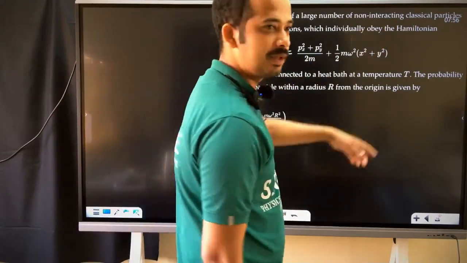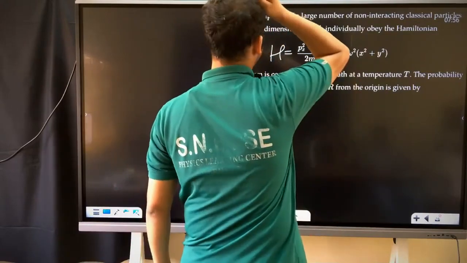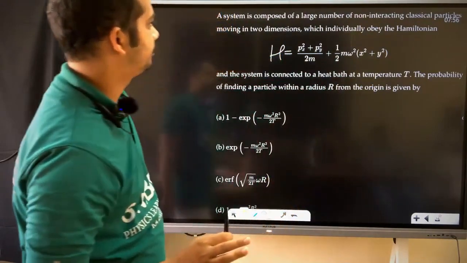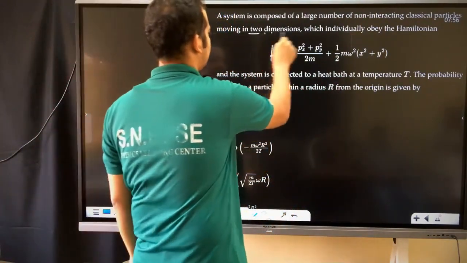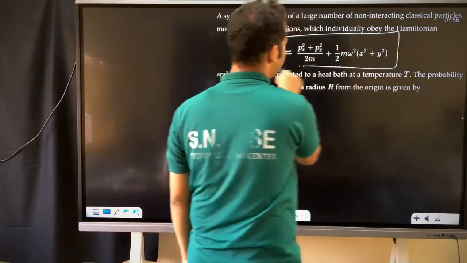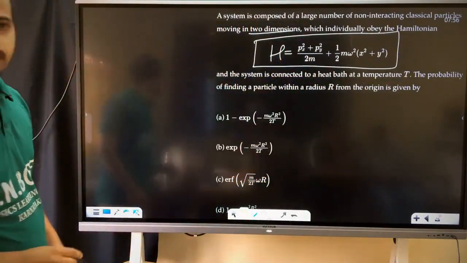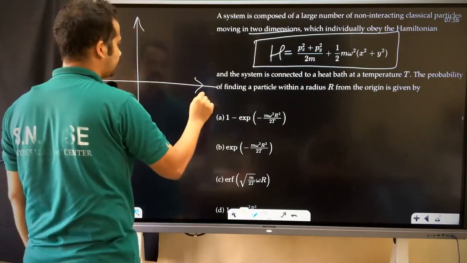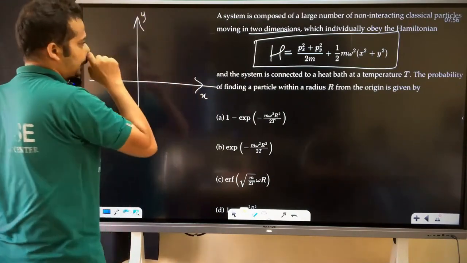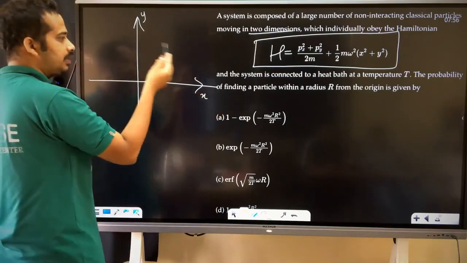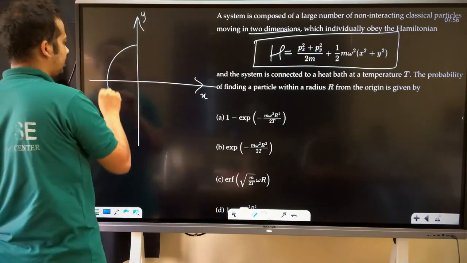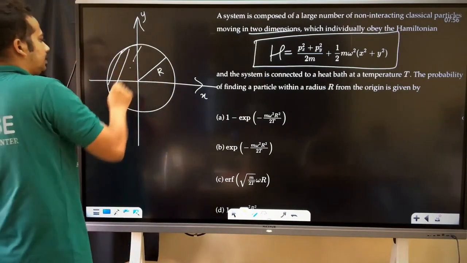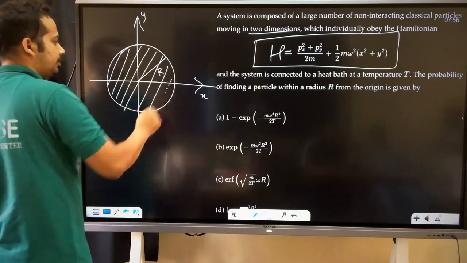I was trying in spherical polar actually initially. So it is two dimensions. By seeing the Hamiltonian, you should quickly say it's a particle in two dimensions. Now in two dimensions, what is he saying? Suppose you take two dimensions, x y here, the probability of finding the particle within the radius r from the origin. Am I right? Probability of finding the particle in this region. That's what he is expecting, isn't it?